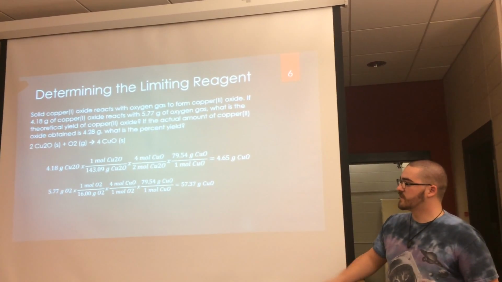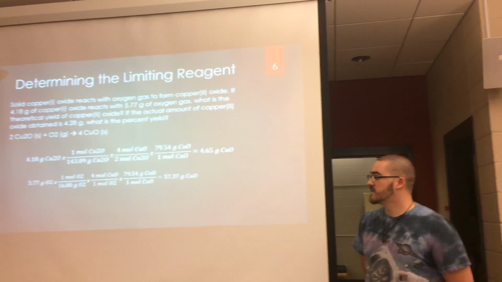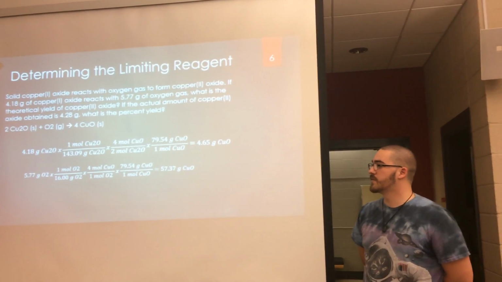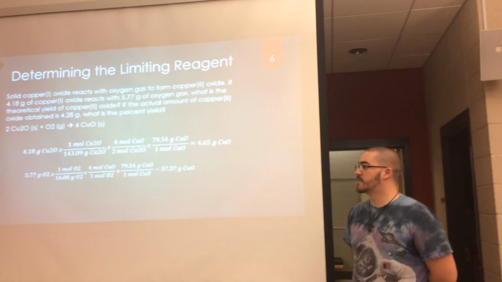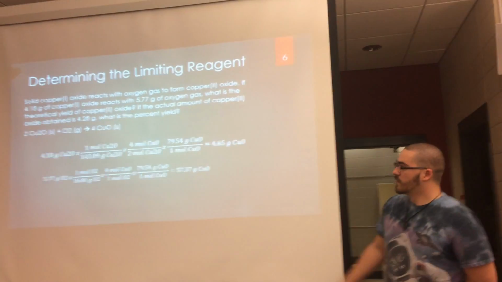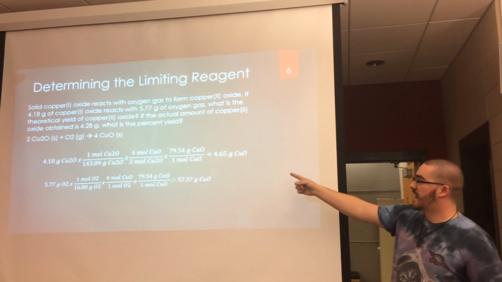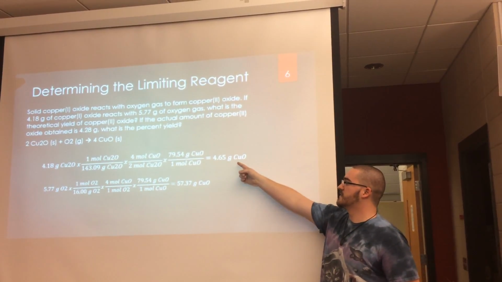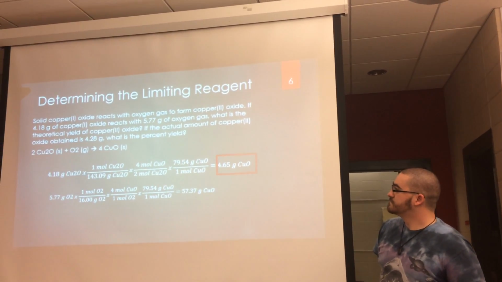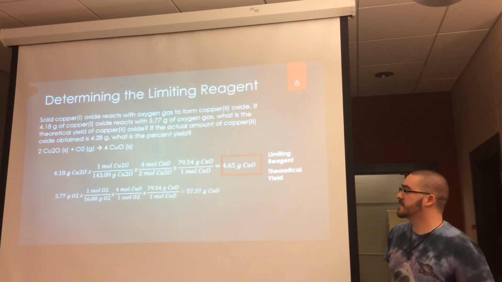Now, we will do the same thing with oxygen gas. We have 5.77 grams of oxygen gas. We use the molar mass to convert it to moles. We then use the mole to mole ratio to convert it from oxygen gas to CuO. We then multiply by the molar mass of CuO and compare the two. As you can see, this one is smaller, so it is the limiting reagent. It is also our theoretical yield because that is what we would assume it would make.